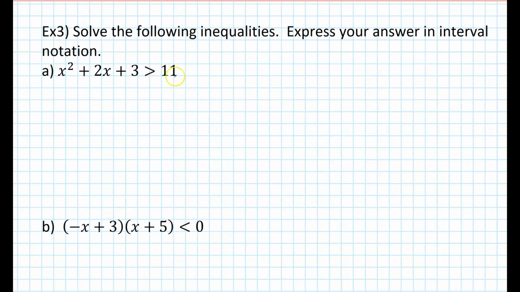Okay, I've got this 11 by itself over here, but again, it's a quadratic, which means it has to be set equal to 0. So I'm going to move that 11 over. So I get x squared plus 2x, and this will become minus 8. And again, changing the inequality to an equal instead, 0. And then what we hope for is something factorable. And since that is the lesson today, it is factorable.